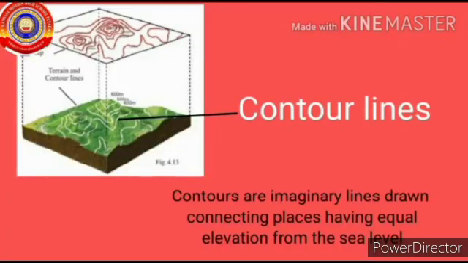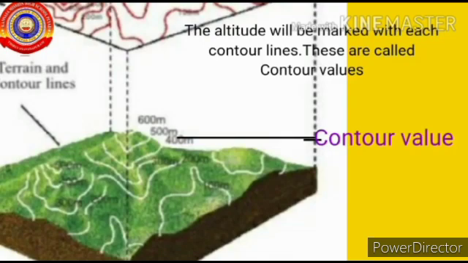Contours are imaginary lines drawn connecting places having equal elevation from the sea level. The altitude will be marked with each contour line. These are called contour values.